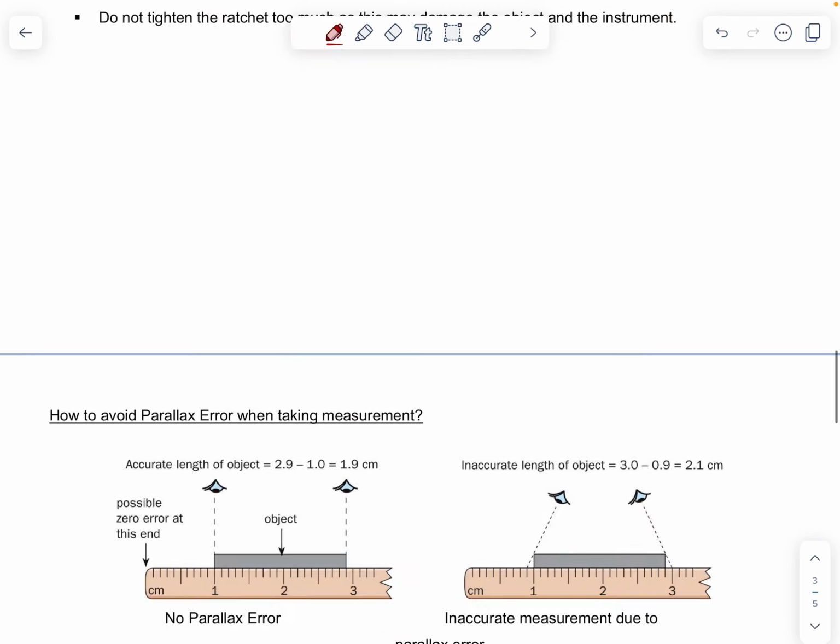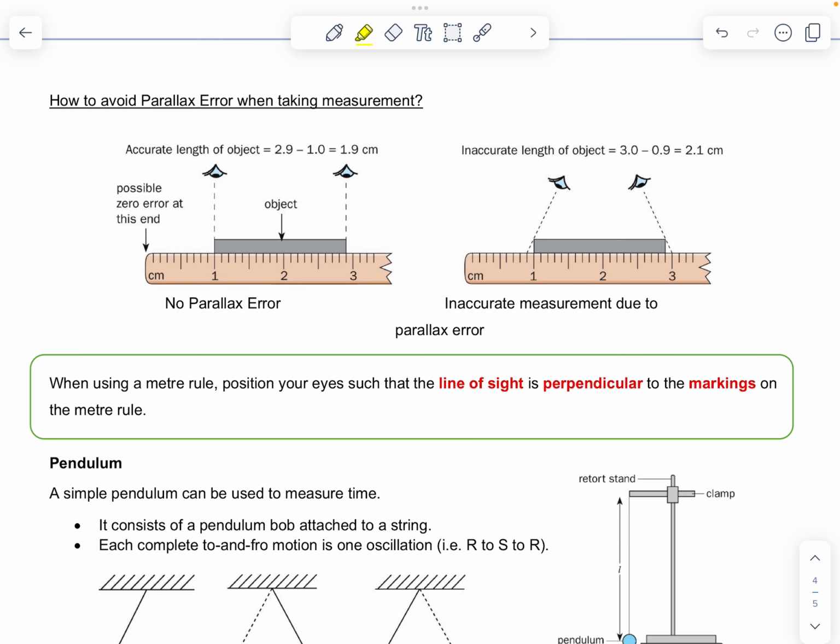Next, something to take note of is parallax error. To prevent this, look at the object directly, so that the line of sight is perpendicular to the markings on the meter rule, or the instrument that you're using.